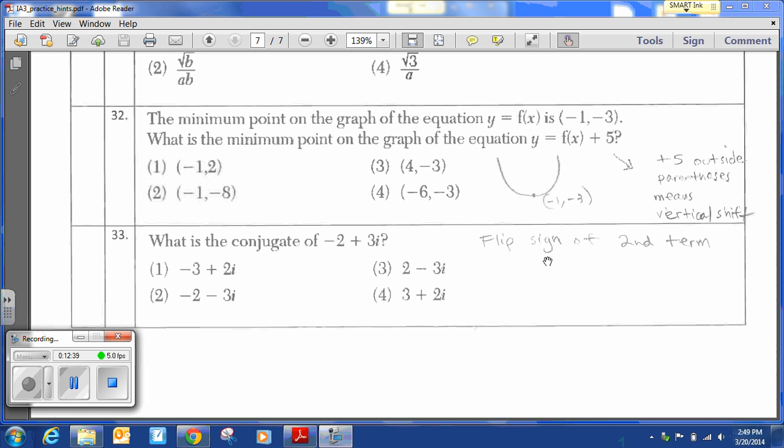Number 33, the conjugate is simply the opposite sign of the second term.